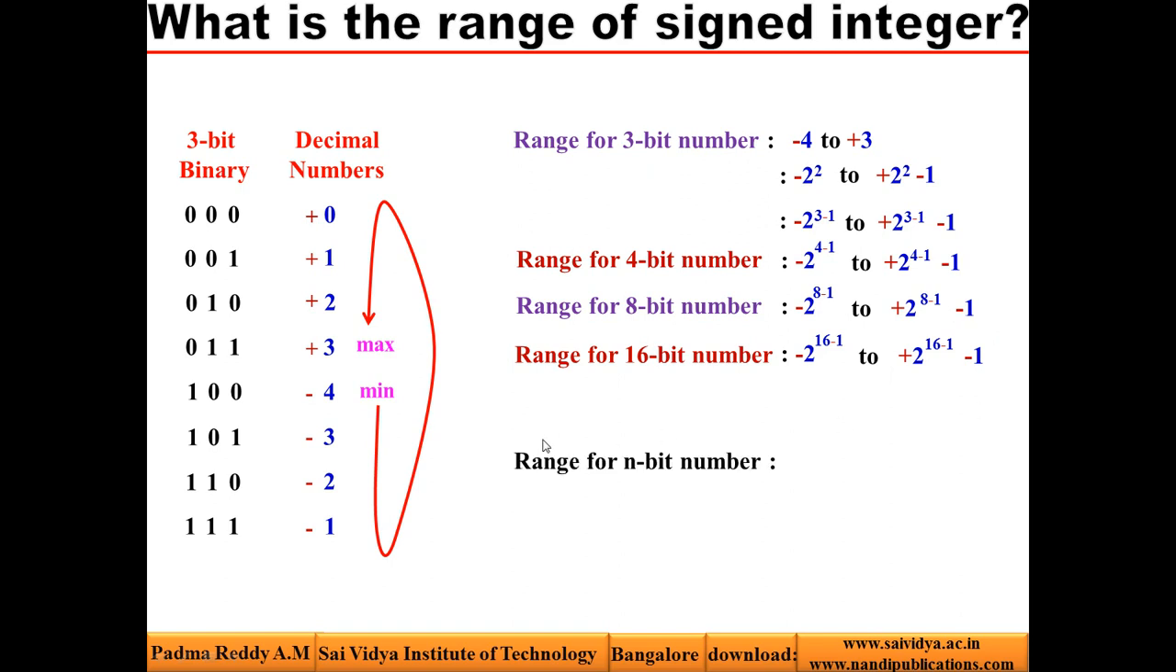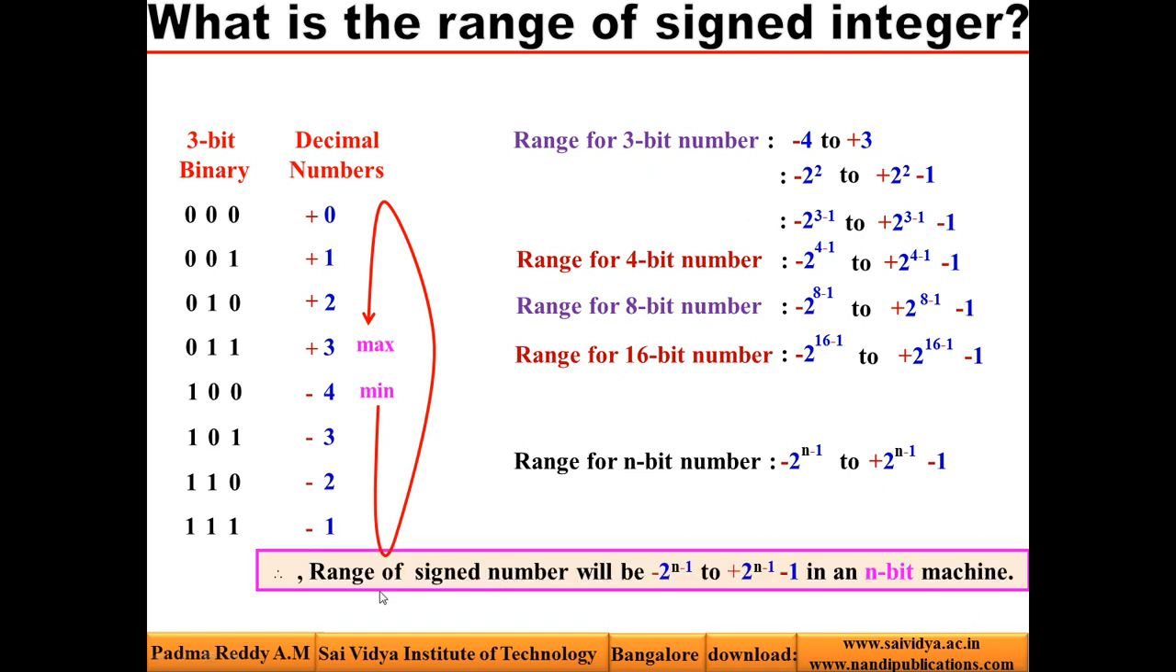Now the final question is, what is the range for an n-bit number? Wherever 16 is there, replace it with n. We get minus 2 to the power n minus 1 to plus 2 to the power n minus 1, minus 1. Therefore now we know the range of a signed number will be minus 2 to the power n minus 1 to plus 2 to the power n minus 1, minus 1 for an n-bit machine.